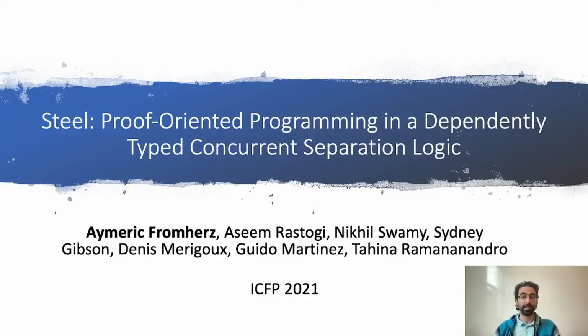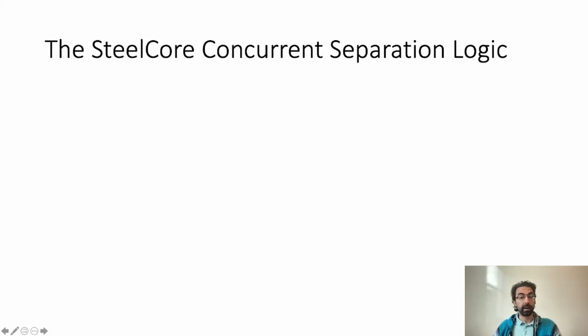Hi, I'm Emeric, and it's my pleasure to be here today to present our most recent work on STIL, a proof-oriented language embedded within F-star based on concurrent separation logic. Over the past decade, rich, highly expressive concurrent separation logics such as FCSL or IRIS proved their usefulness to reason about complex concurrent programs. And today, we will rely on STIL core, a concurrent separation logic that we presented at last year's ICFP.